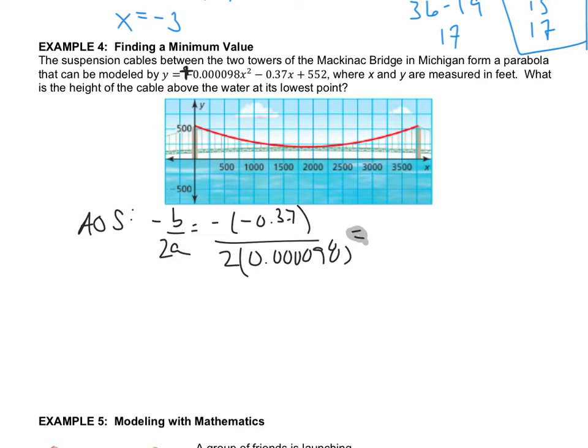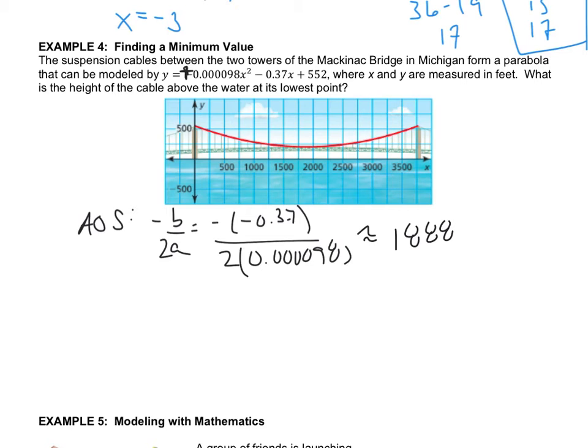Oops, that is not the right thing, that's highlighting. Okay, so we want to erase that. We're really going to be approximating, so we're going to approximate this as 1,888. Okay, so that's the axis of symmetry.